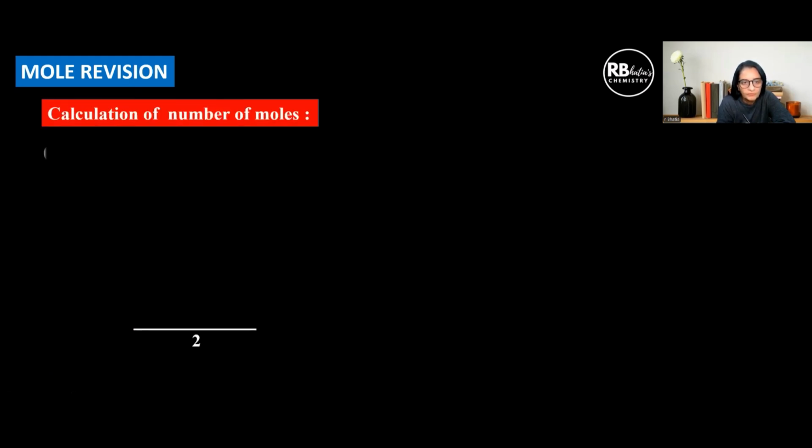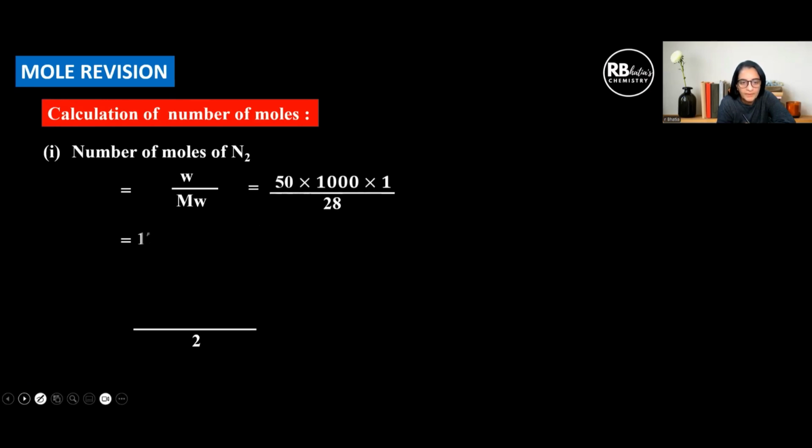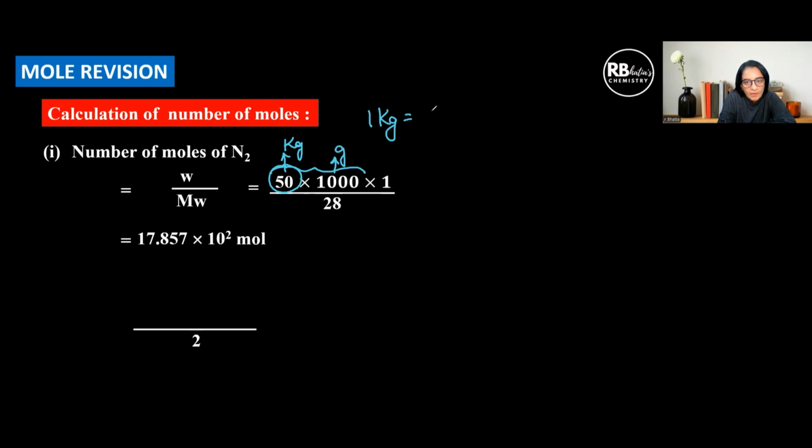So how are we going to proceed with this? We are first going to calculate number of moles of each. This is the proper longer method. How do we calculate number of moles? We have been given 50 kg of nitrogen gas. We multiply it with 1000. Why? In order to convert it to gram. Because you know 1 kg is 1000 gram. Clear? This is the stoichiometric proportion, and I divided by 28, which is the molar mass.